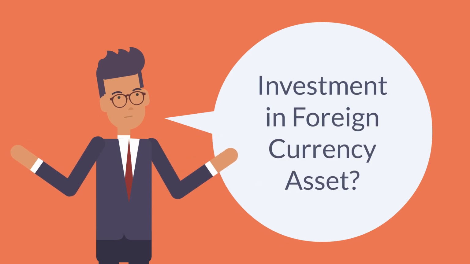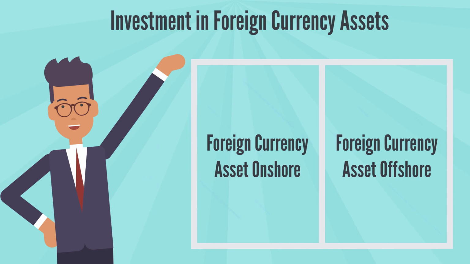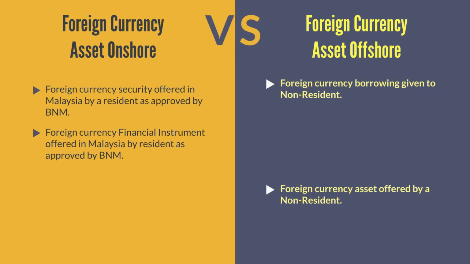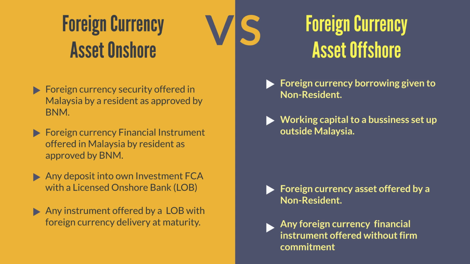What does this mean by investment in foreign currency asset? There are two types of investment in foreign currency assets: onshore and offshore. Foreign currency asset onshore is offered in Malaysia, whereas foreign currency assets offshore is basically offered outside Malaysia or by non-residents. Please refer to the following examples for further details.